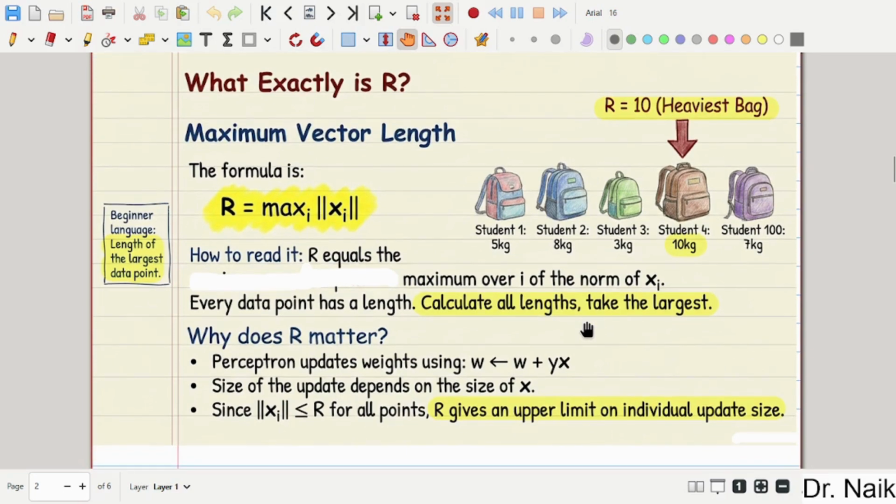Why does the R matter? The perceptron updates the weight using the formula W new is equal to W old plus Yx. Here the size of the update depends on the size of the x. Since norm of xi is less than or equal to R for all the points, R gives an upper limit on individual update size.